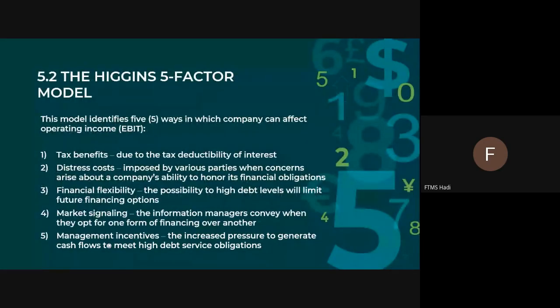Let's move on to the last part, which is Higgins five-factor model. This is the theory part, whereby financing can affect EBIT, which is operating income. One of them is tax benefit due to tax deductibility of interest. There is a difference in EBIT if the government imposes a tax of, let's say, 30%, versus another situation of 40%. That plays an important role as well.